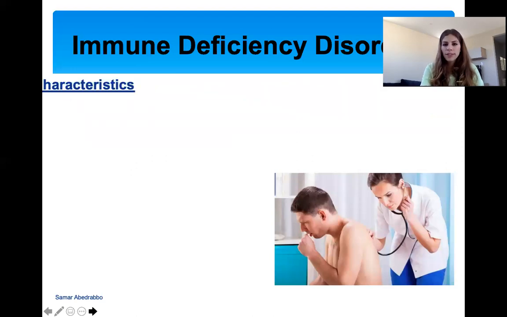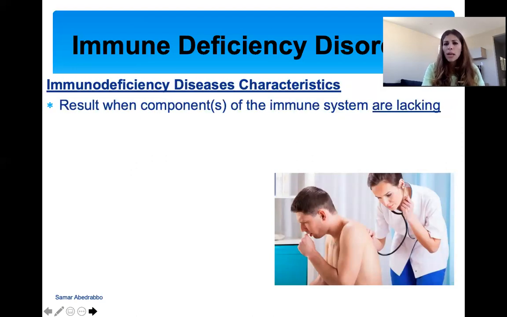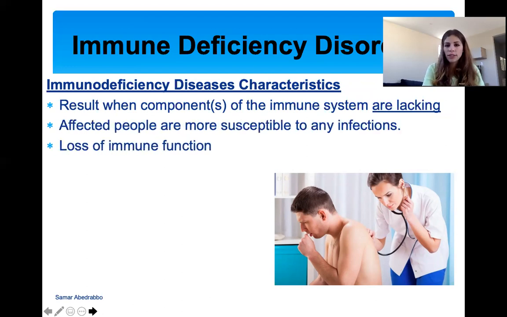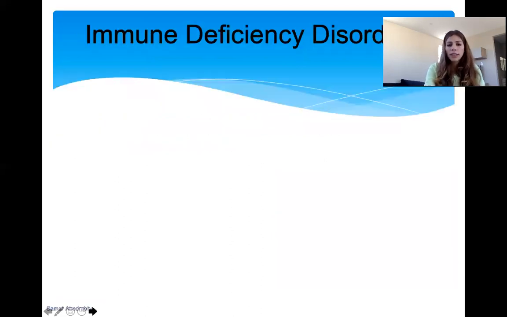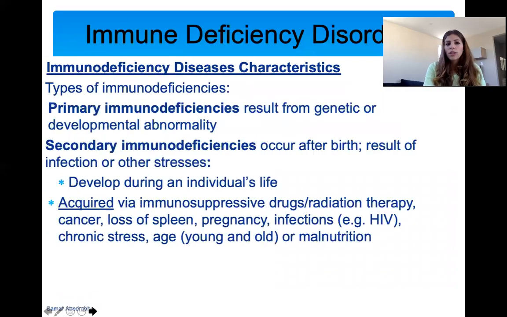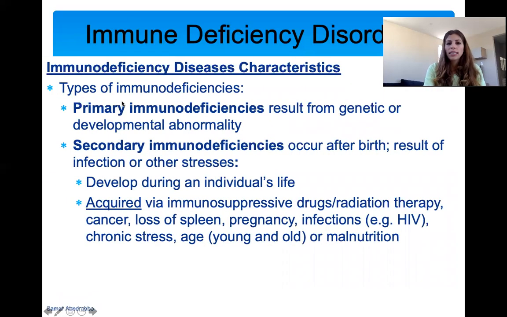So with immune deficiency disorders, there are primary immune deficiency disorders and secondary immune deficiency disorders. This is when a few or all components of the immune system are lacking. And if you do not have a fully functioning immune system, you're very susceptible to infections. So the types of immunodeficiencies: there are primary immunodeficiencies. This is when you're born with an immunodeficiency. They result from genetic or developmental abnormalities.